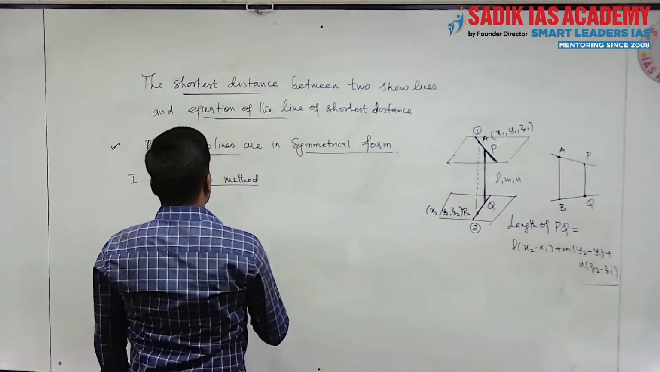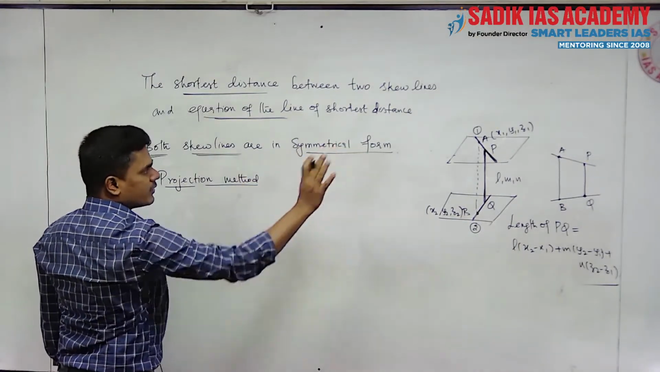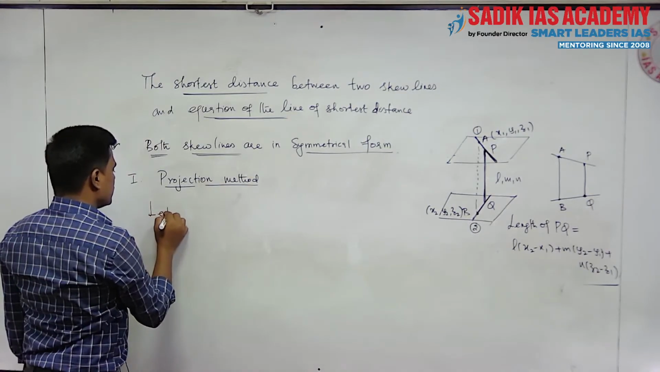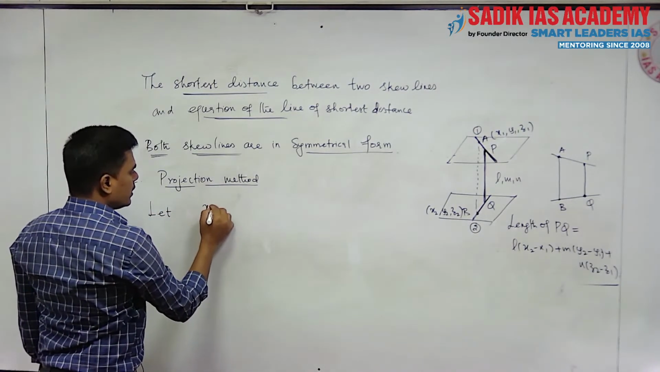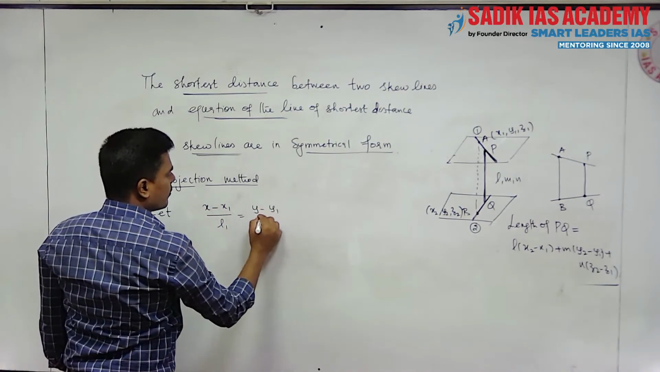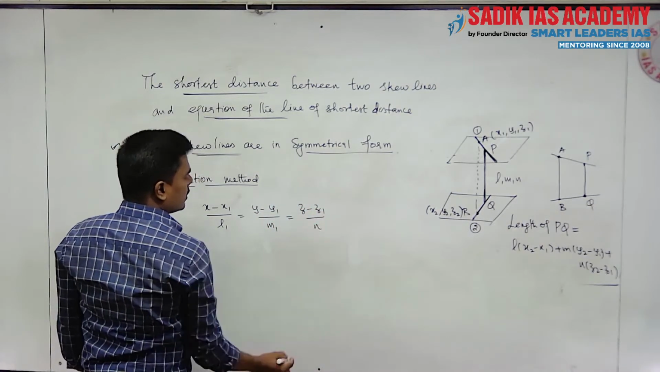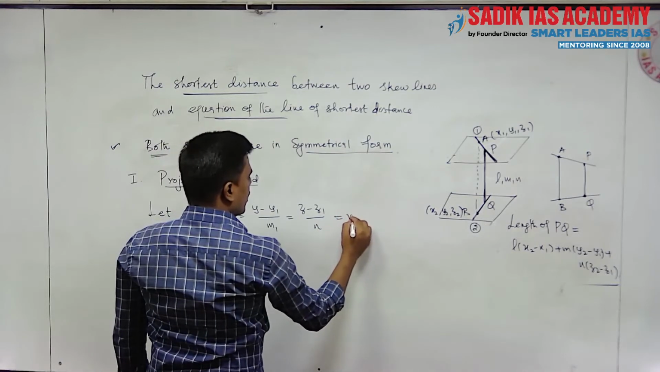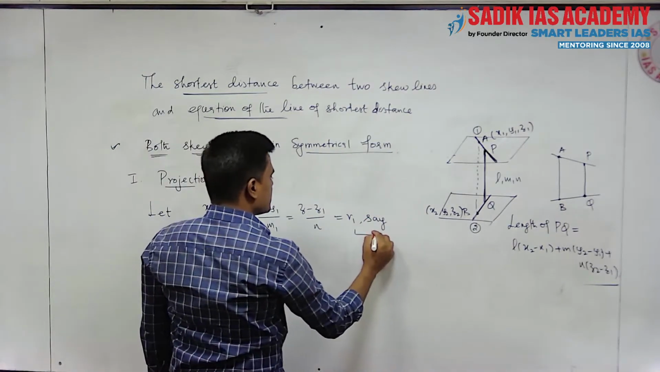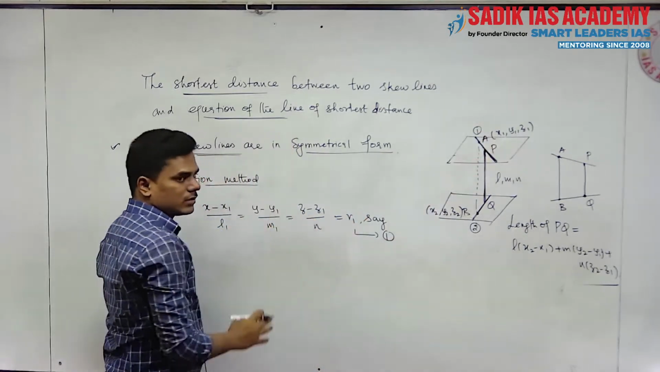So in the projection method, the two given lines are in symmetrical form, as we have said already. Let us take the two given lines. One line we take as x minus x1 by l1, equal to y minus y1 by m1, equal to z minus z1 by n1. Let us take this equal to r1. This is the first line equation, the skew line equation. So I am taking this line equation like this.